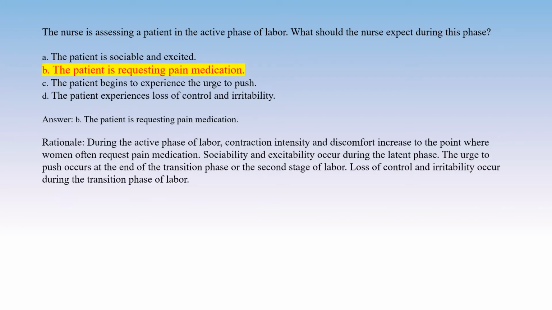Answer: B. The patient is requesting pain medication. Rationale: during the active phase of labor, contraction intensity and discomfort increase to the point where women often request pain medication. Sociability and excitability occur during the latent phase. The urge to push occurs at the end of the transition phase or the second stage of labor. Loss of control and irritability occur during the transition phase of labor.